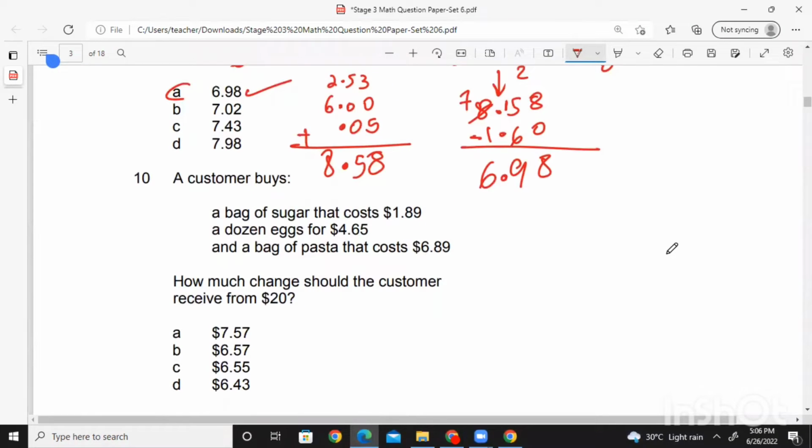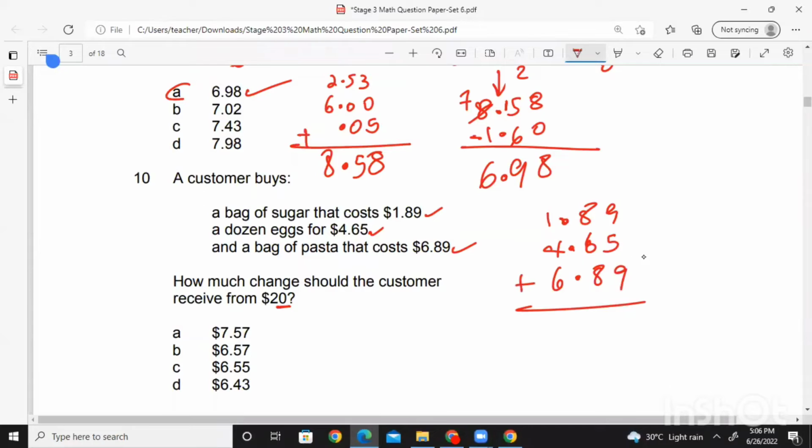Number 10, it says the customer buys a bag of sugar that costs $1.89 and a dozen eggs that costs $4.65. All right. And a bag of pasta that costs $6.89. How much change should the customer receive from a 20? So I want to add these up again. So you can see how the paper is set around this consumer math here. We're testing to see if we can work with decimals, things from our everyday life.